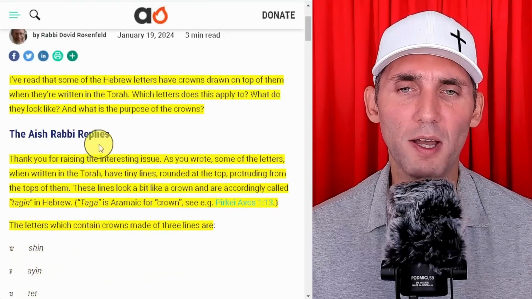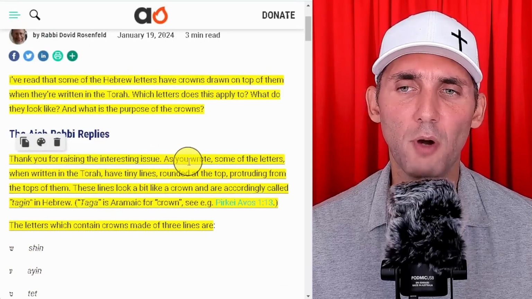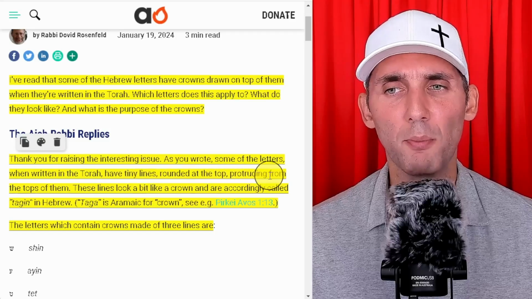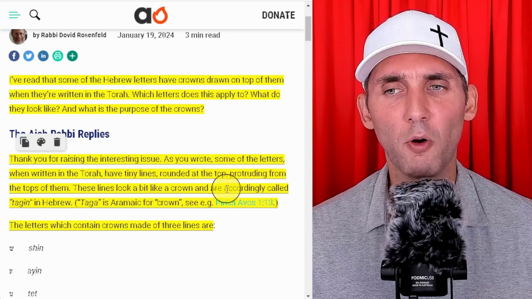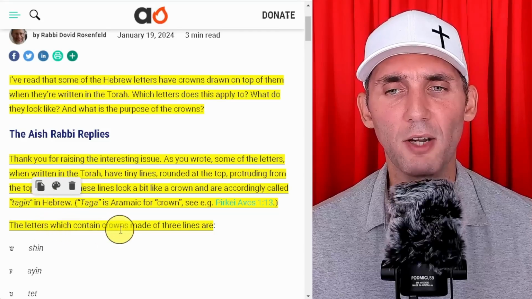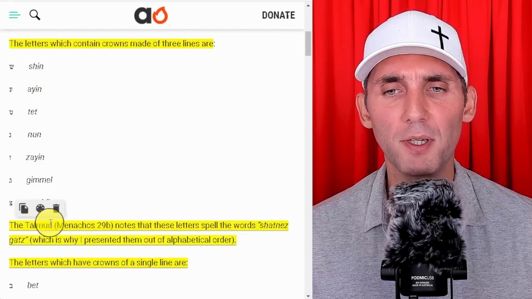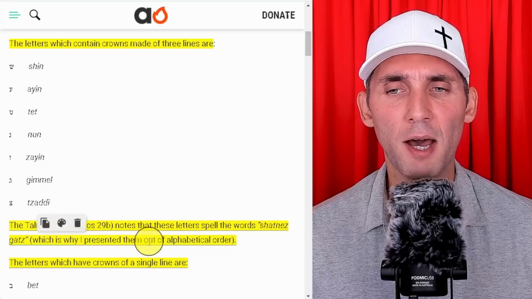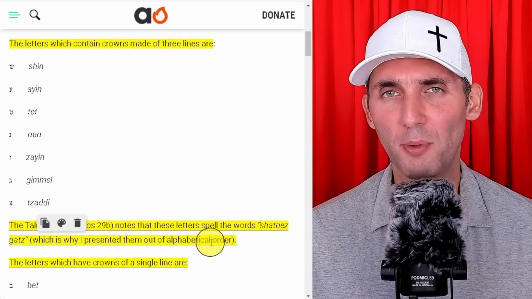The Aish Rabbi replies, thank you for raising the interesting issue. As you wrote, some of the letters, when written in the Torah, have tiny lines, rounded at the top, protruding from the tops of them. These lines look a bit like a crown and are accordingly called tagin in Hebrew, which we looked at. The letters which contain crowns made of 3 lines are, they give you the letters. The Talmud notes that these letters spell the words shatnez getz, which is why I presented them out of alphabetical order. I.e., this is an anagram, which is also an occult practice.